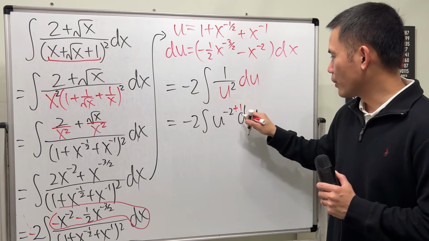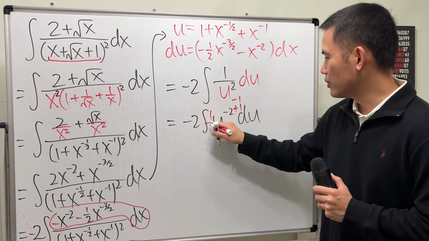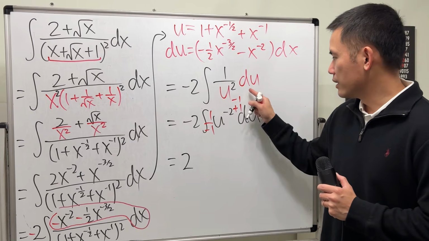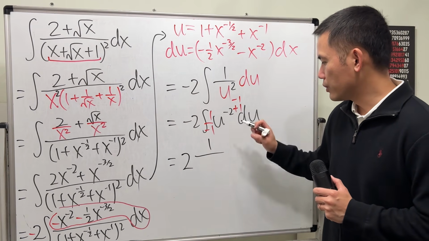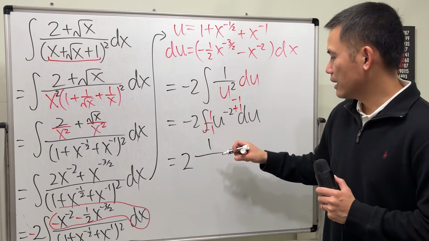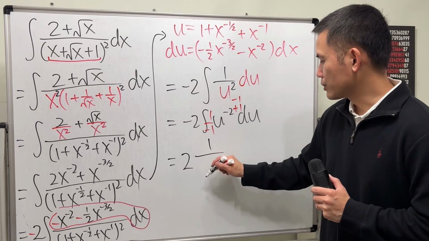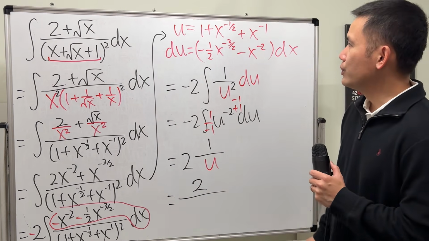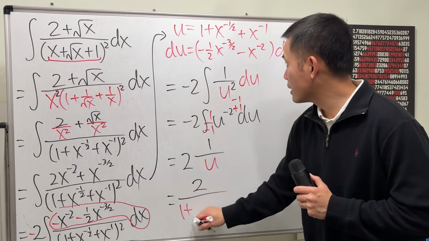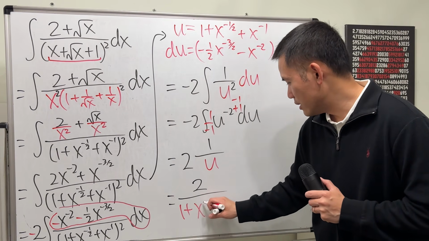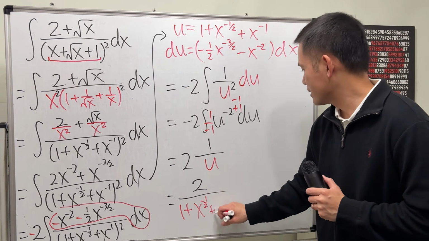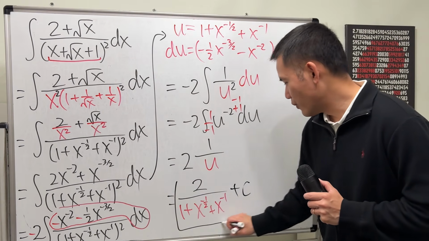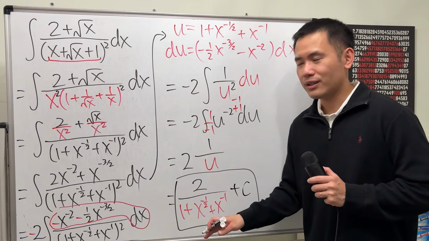And of course, working this out, it is u to the negative 2. So add 1 to the power, it's negative 1, and divided by the new power, that will give us a positive 2, u to the negative 1, which is 1 over u. And u is that, and I'm just going to write it down like this. So 2 on the top over u, which is 1 plus x to the negative 1/2 plus x to the negative 1, plus c.